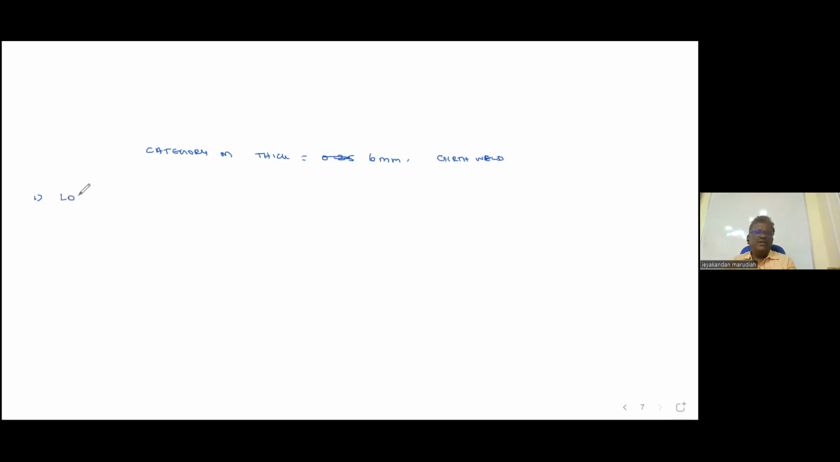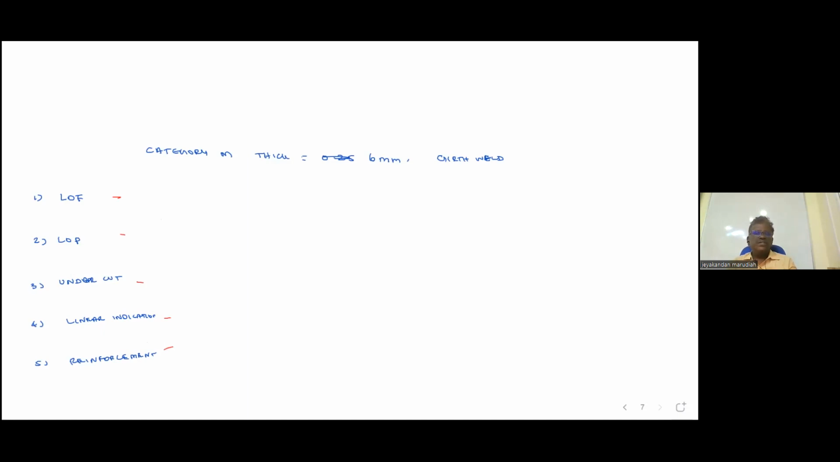Lack of fusion they can ask. Lack of penetration they can ask. Undercut they can ask. Linear indication. Then reinforcement. So these 5 only are important for exam. Now, what is the symbol given? Just tell me the symbol. Category M, girth weld.